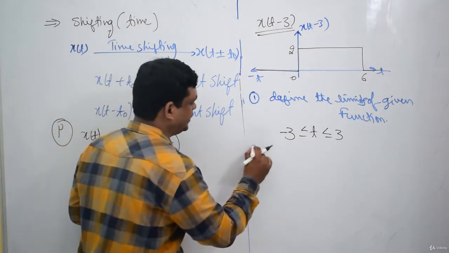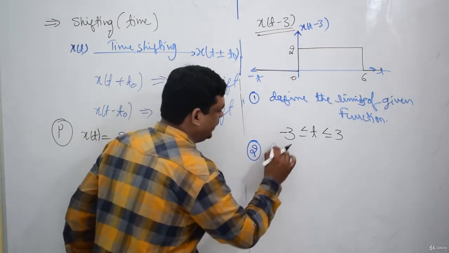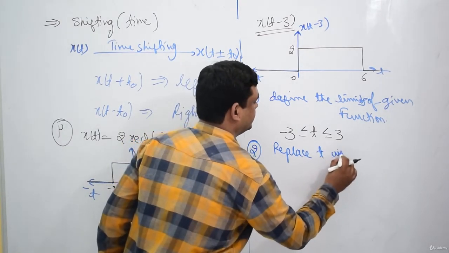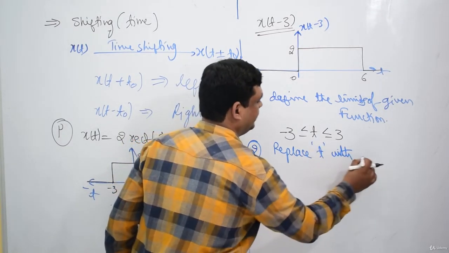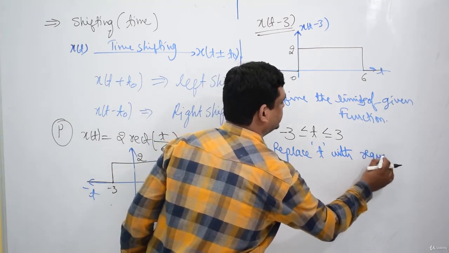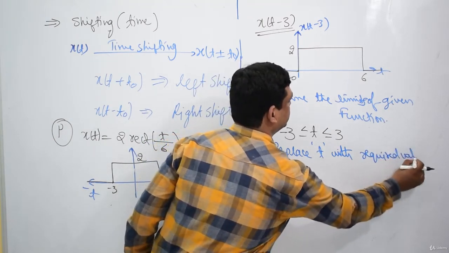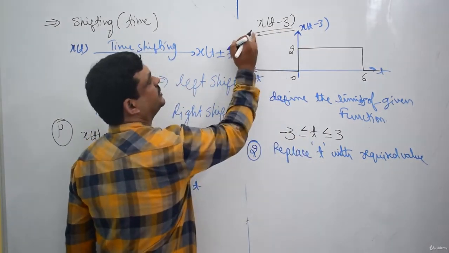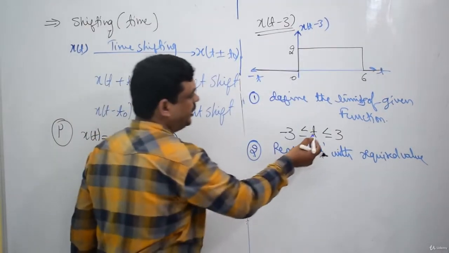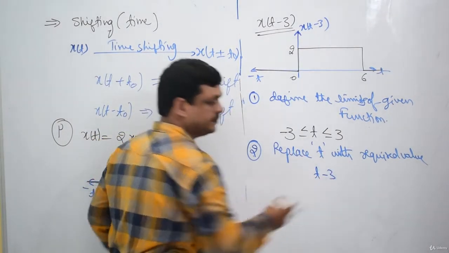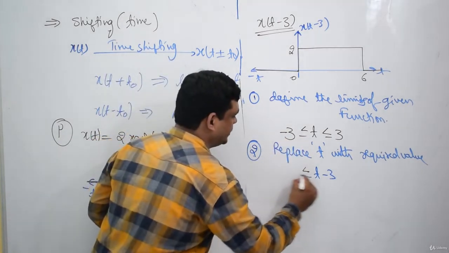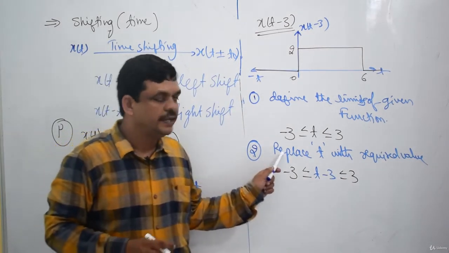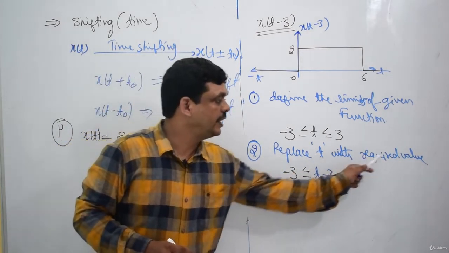Then second step, replace t with the required value. So replace this t with the required value. Here our requirement is x of t minus 3. Then replace this t with t minus 3 and write the remaining part as this. Here this side -3 and this side +3 is there. So second step is replace t with the required value.